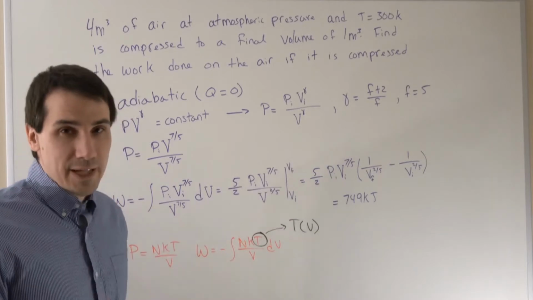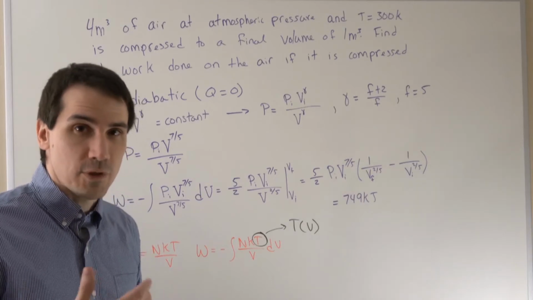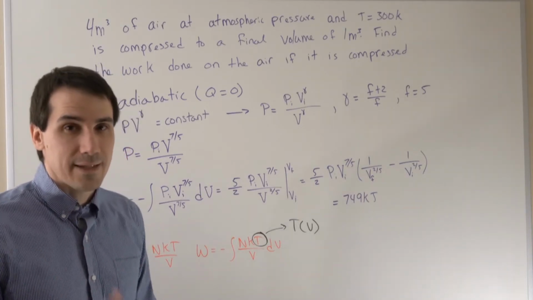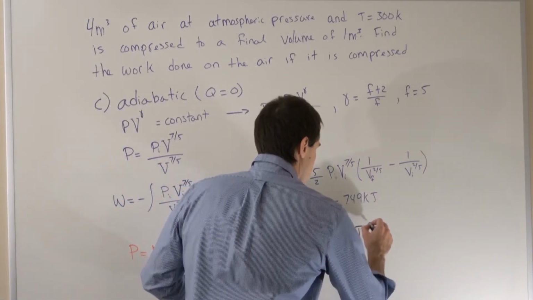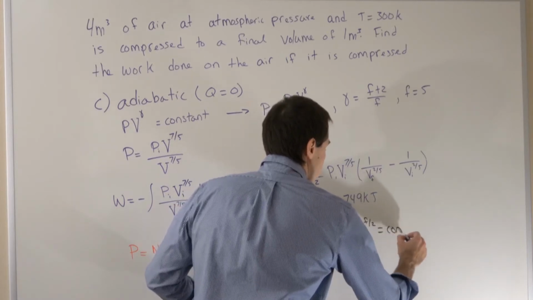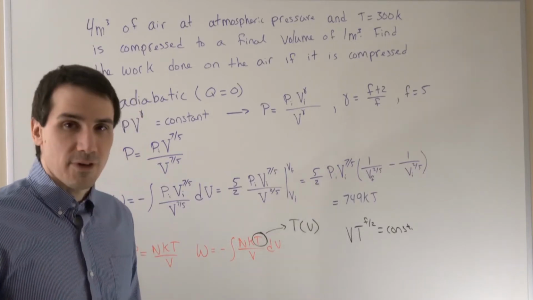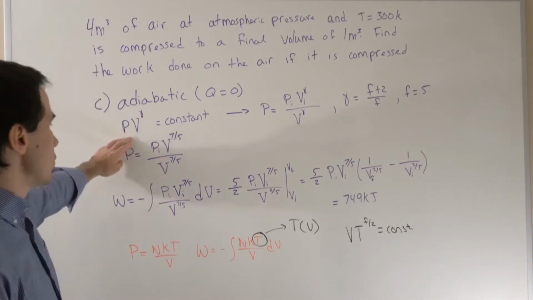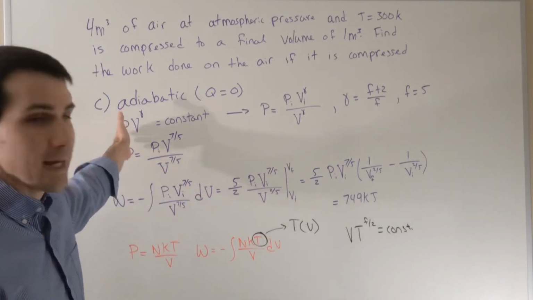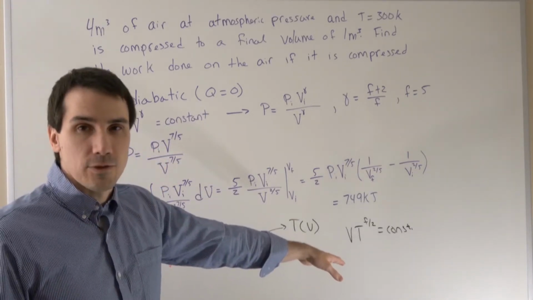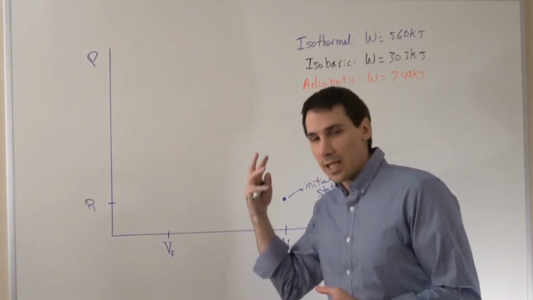So this method doesn't make a ton of sense, and certainly you can't do it without explicitly finding the relationship between temperature and volume for an ideal gas, adiabatically compressed, which is, just for the record, given by T to the F over 2 times volume is equal to a constant. So it's derived from taking this expression here for pressure and volume, and then using the ideal gas law to change pressure into temperature.